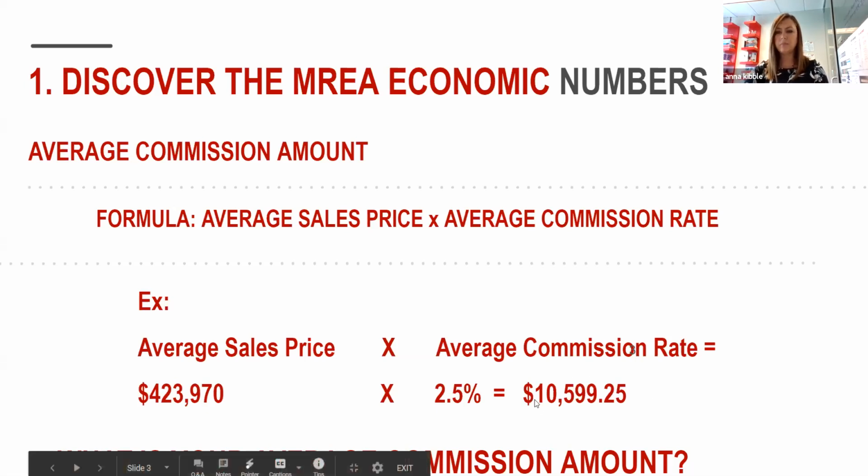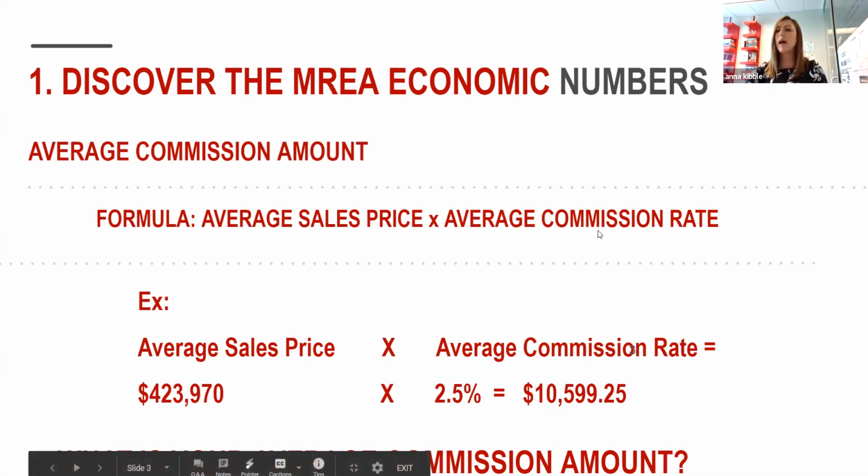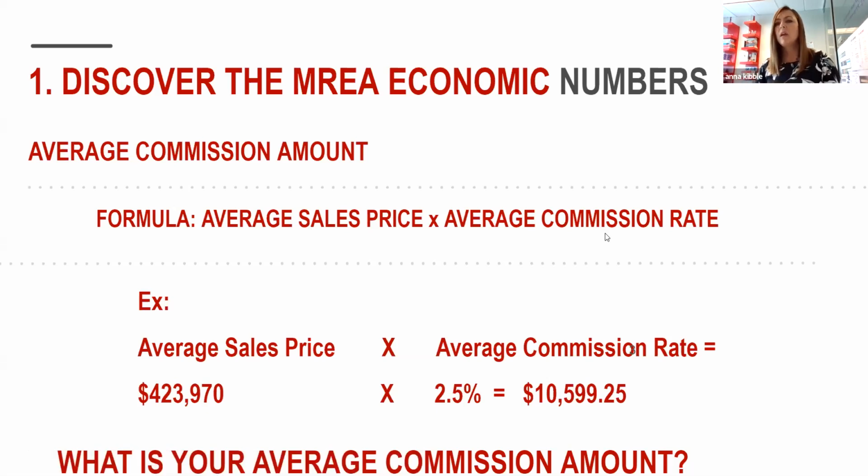you'll see it here on the screen of $10,599 per transaction. And how do we get there? We get there by taking our average sales price times our average commission rate. And you can do the math yourself to go through your past 2 years or so worth of transactions. And because the market hasn't moved too tremendously over the course of the last 18 months to 2 years, you can look at that trend to see, okay, what has my average sales price been, and what is my average commission rate?